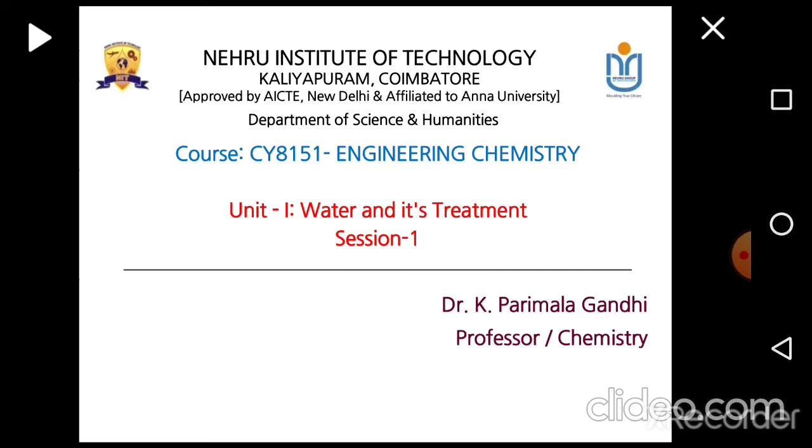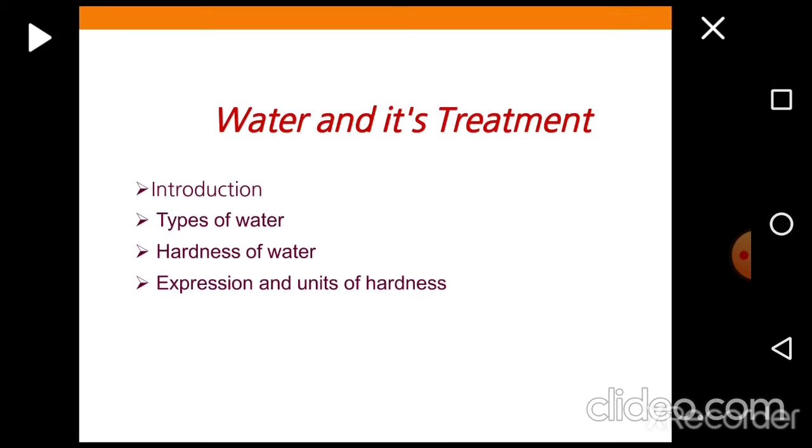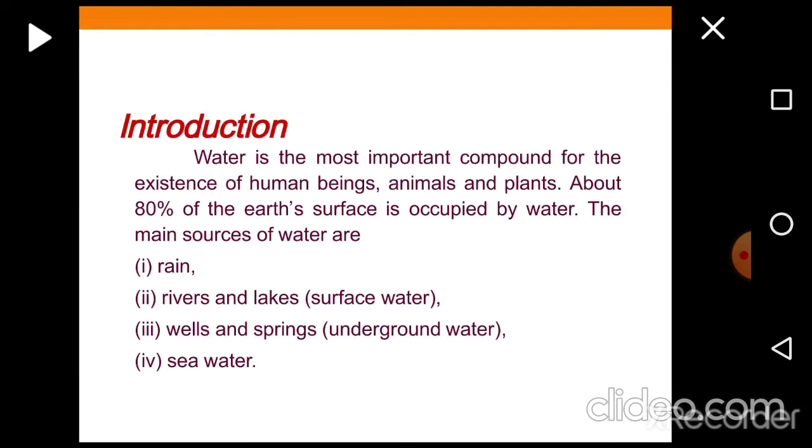For the first semester, Engineering Chemistry is one of the subjects having 5 units. The first unit is Water and its treatment. In this session, we are going to see about the introduction, types of water, hardness of water, expression and units of hardness. Let us see the introduction.